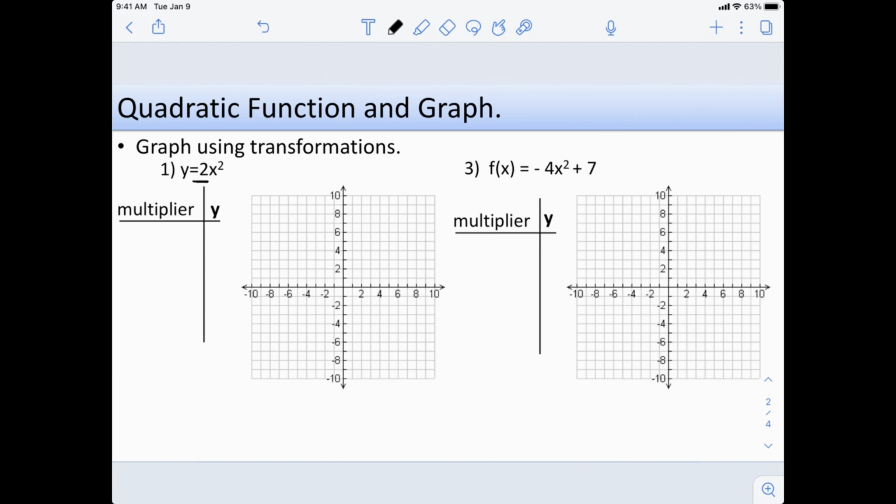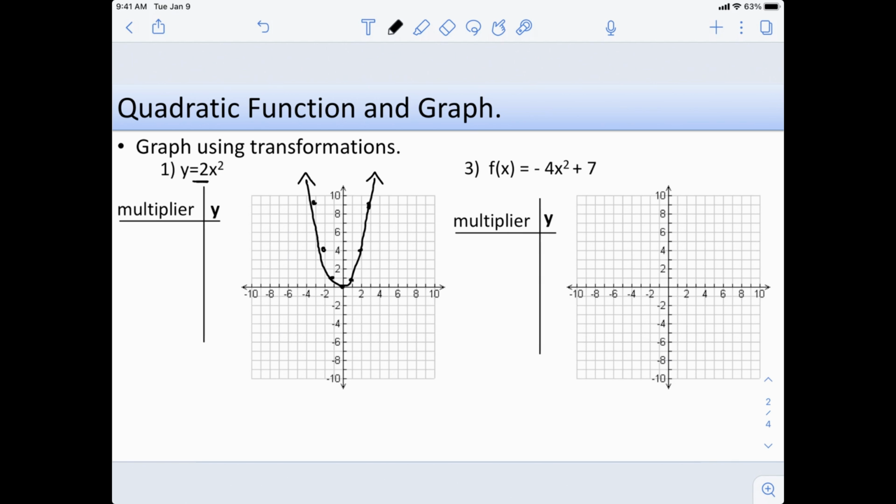So for a parent function, we start at 0, 0, and then it goes 1, 1. Same as the other side. And then we go 2, 4. And then we go 3, 9. And then the other side is the same. So we graph them by just knowing their points and the shape of it. 1, 1, 2, 4, 3, 9.